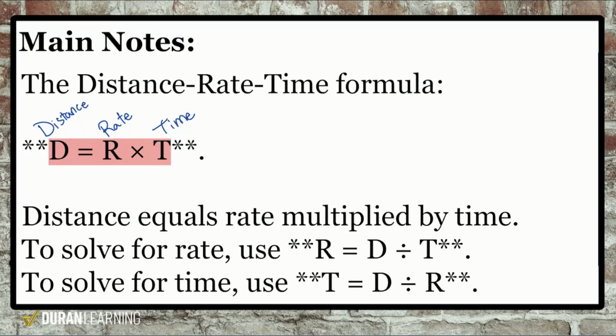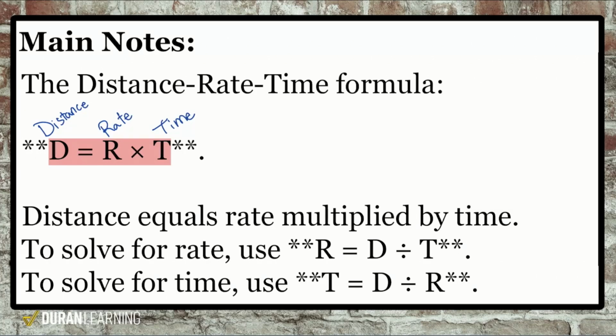Now, everybody, when we're working backwards, when we're trying to solve for the rate or the time, we've got to get rid of that multiplication because we have to get rid of the other unit. So what is the opposite of multiplication? Absolutely, it's going to be division.